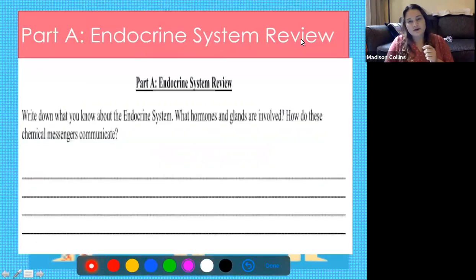Before we read today's passage, you guys have got a review question, okay? Now, for this review, I want you to just stop and write down anything you know about the endocrine system. So tell me what hormones and glands are involved and how do these chemical messengers communicate? I'm not actually going to give you the answer to this because I want you guys to flip back to yesterday's notes and tell me anything and everything you know about the endocrine system. When you're done with that, I'll be waiting for you.